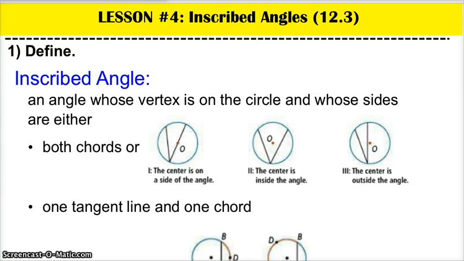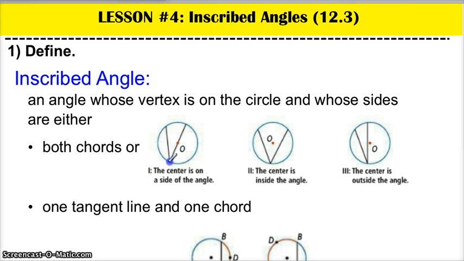The purpose of this lesson is to go over textbook section 12.3, which is inscribed angles. An inscribed angle is an angle whose vertex is on the circle and whose sides are either both chords, or one has a tangent line and one is a chord. The following three pictures are pictures of the inscribed angle where both of the sides of the angles are chords.